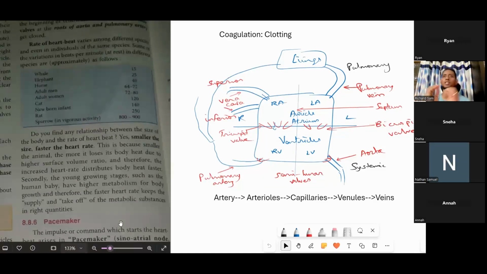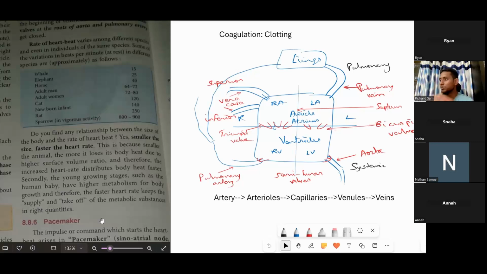It's because the smaller the animal, the faster it loses heat. The bigger the animal, the more the heat stays within the body. Circulation of the blood supplies heat to the body. So these smaller animals, since they lose heat so fast, the blood has to pump faster so that they can stay warm.